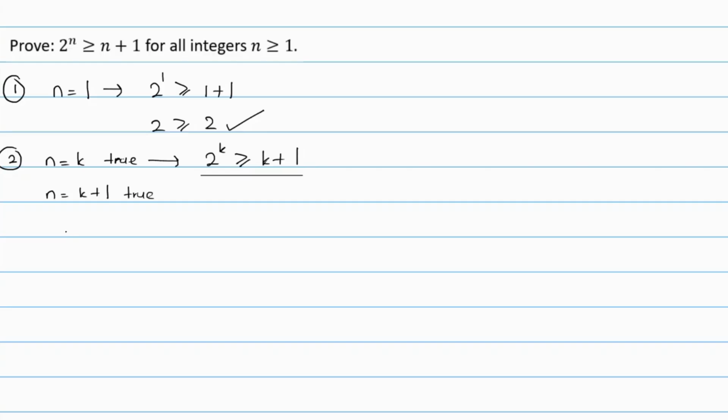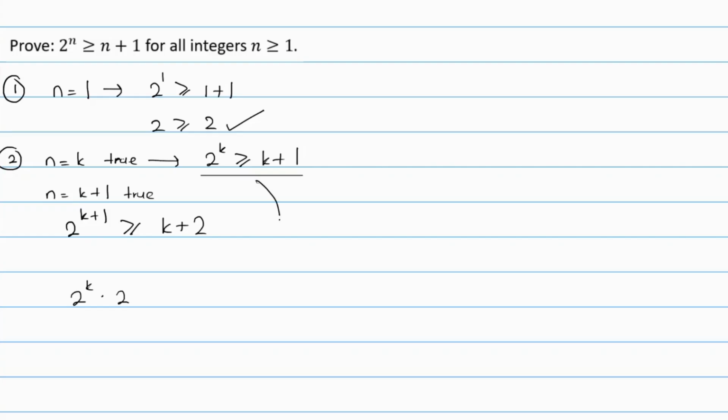Now using this, we are going to prove that this particular statement for n equals k plus 1 also is true. For that to be true, basically what we are trying to prove is that 2 to the power k plus 1 is greater than or equal to k plus 1 plus 1, that is k plus 2. So basically 2 to the power k plus 1 is equal to 2 to the power k into 2.